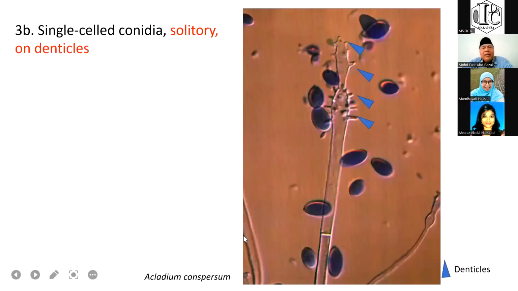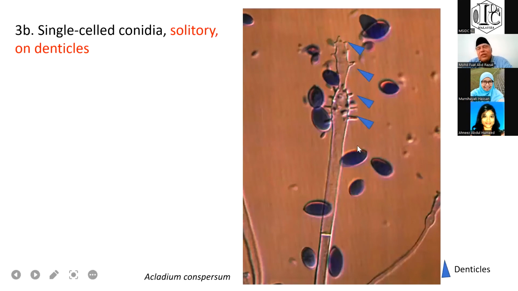But in some fungus, if you look at the mold, you probably see that the conidia are not directly attached to the hyphae, but the hyphae produce a short, small, tiny stalk. We call it a denticle. Very important term, denticle, a very important key morphological character. The conidia sit on the denticle. So you have to confirm whether the conidia that you see are sessile or on denticles.